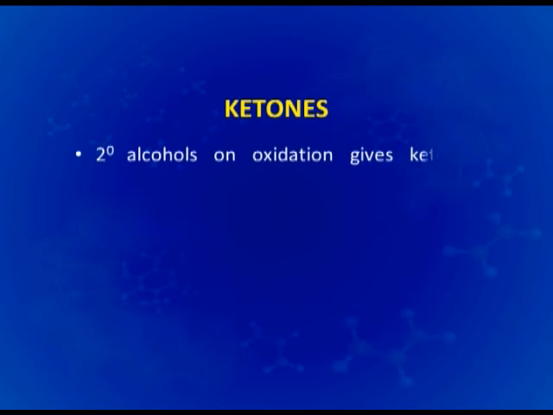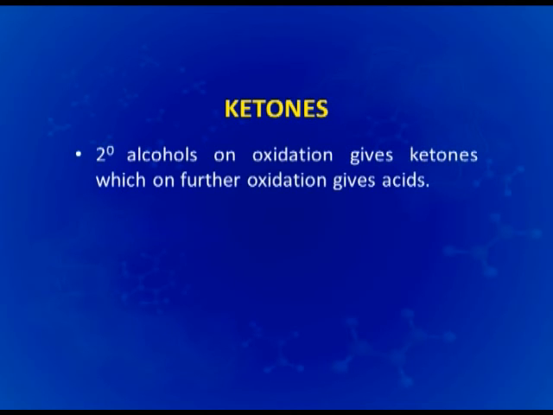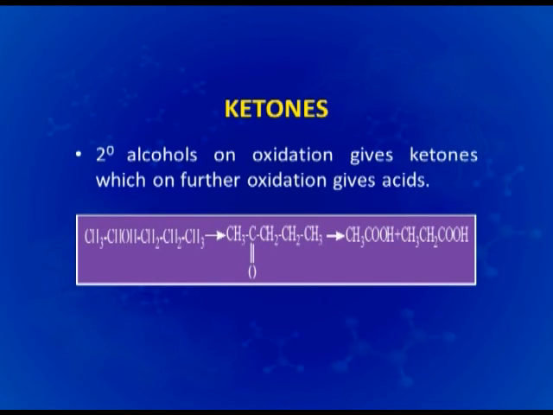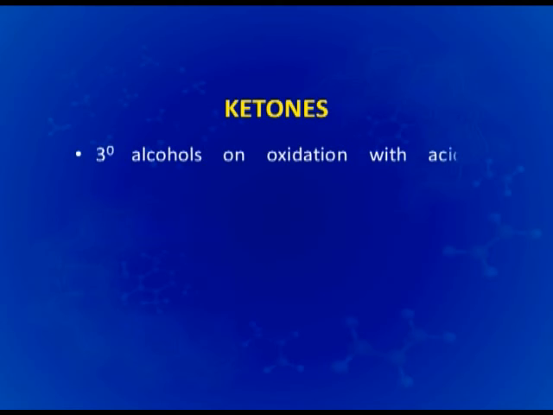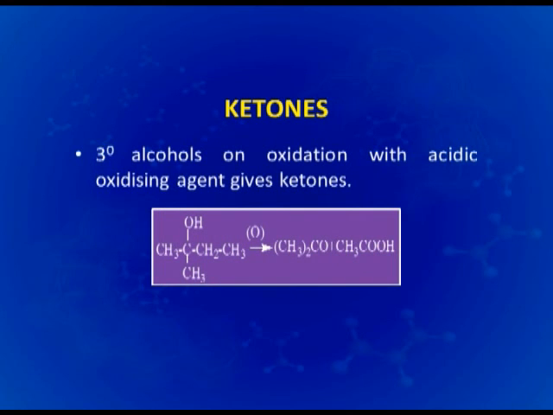Secondary alcohols on oxidation give ketones, which on further oxidation give acids. And tertiary alcohols, even though they do not contain any alpha hydrogens, undergo oxidation with acidic oxidizing agents to give ketones. Here the oxidizing agents in the presence of acid first convert the tertiary alcohols into alkenes, which on further oxidation give rise to epoxides, which on further oxidation give rise to ketones.